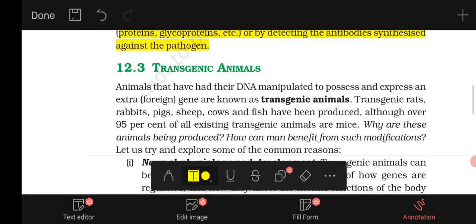Now the next part is transgenic animals. This is very easy. It needs no explanation. You can just read it and mark the important things. So I will not do this part. You have to read it on your own.